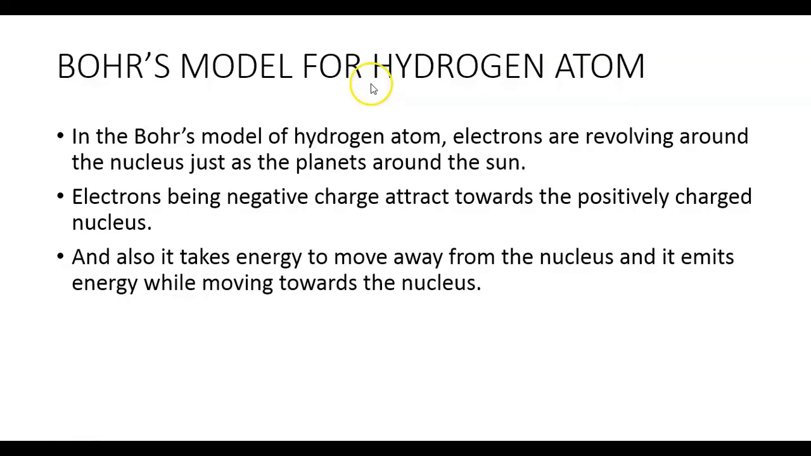Okay, so let's begin. The Bohr model for hydrogen atom. Whenever you're going to discuss energy levels, sub-energy levels and orbitals, you have to think about the Bohr model for hydrogen atom, because Niels Bohr gives us an idea about the planetary motion of the electrons around the nucleus. In the Bohr model of the hydrogen atom, electrons are revolving around the nucleus just as the planets revolve around the sun.